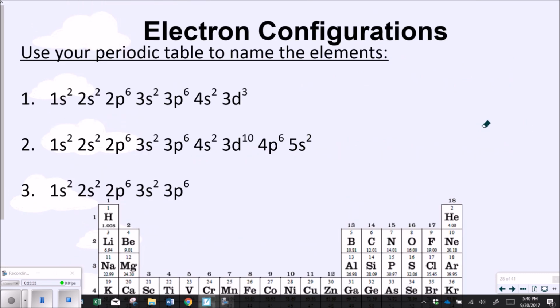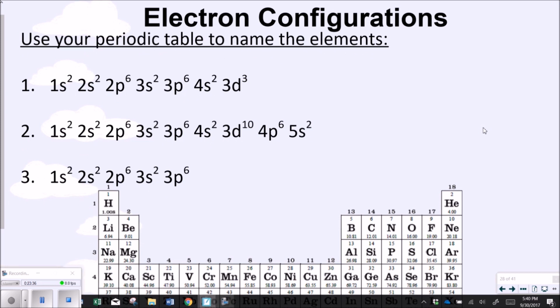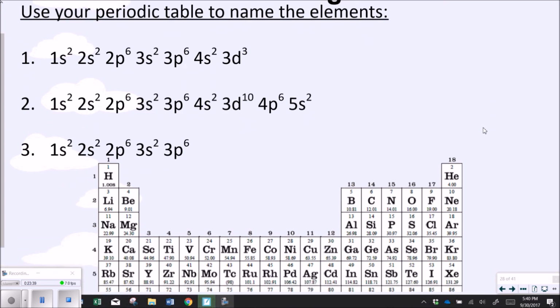We have an electron configuration. How do we figure out what element it is? What you do is you look at the last one. If we have 3d3, I can go find 3d3 on my periodic table. 3d starts here. So 3d1, 3d2, 3d3, and I have vanadium. In number 2, I have 5s2 as my last one. So 5s is over here, and 5s2 will be strontium.